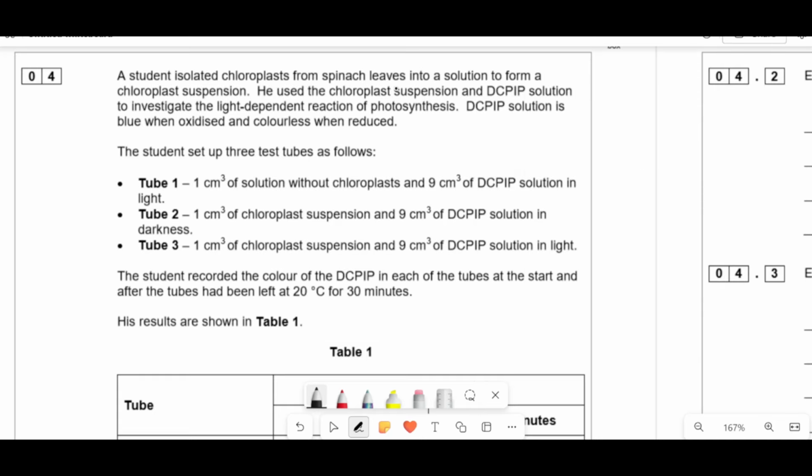A student isolated chloroplast with spinach leaves and they put it in a suspension. They use chloroplast suspension and DC-PIP solution to investigate the light-dependent reaction of photosynthesis. DC-PIP is blue when it's oxidized and colorless when reduced. Remember that oxidation is losing electrons, reduction is gaining, but you can't oxidize something without reducing something else. So if you're losing electrons, it has to go somewhere else. If you're gaining electrons, it has to have come from somewhere else. And you always need to say where, from, and to.